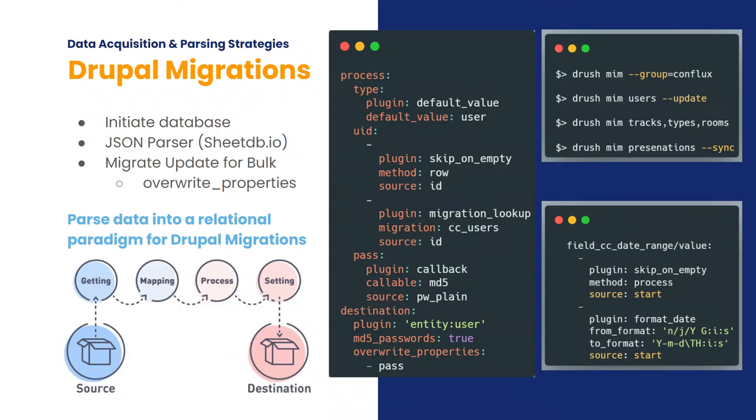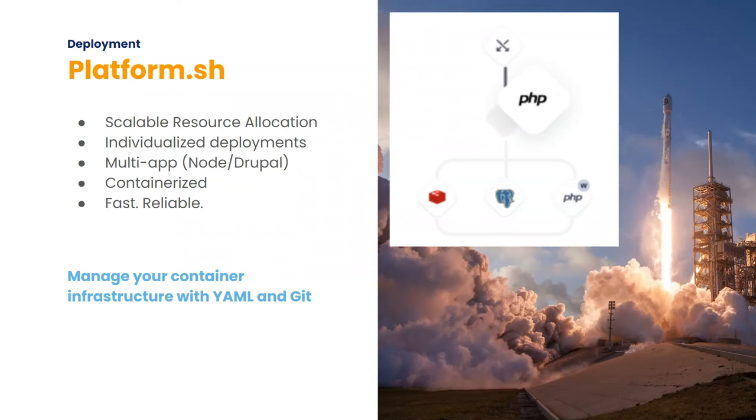We didn't implement anything special in a UI for you to come drop in this information, because it was all sitting and prepared in Google Sheets. And then we just would be able to run the migrations after that parsing step. And so we've used Platform.sh for our deployments. This was a solution that we felt was very scalable, trustworthy.